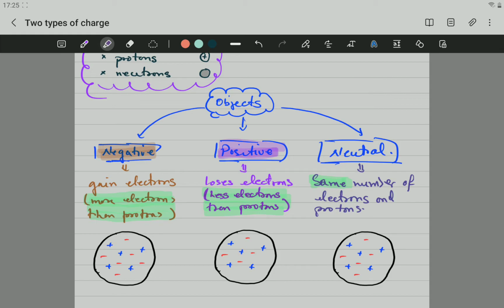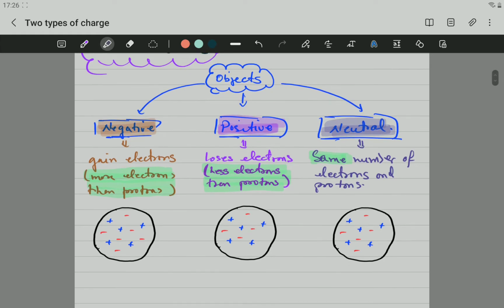And when is an object going to be neutral? An object is neutral when it has the same number of electrons and protons. Note the following: the particles involved here are the electrons. The electrons are the ones that are transferred. An object can either lose or gain electrons, because the electrons are on the outside of the atom, far away from the nucleus, and it's very easy for them to move from object to object.